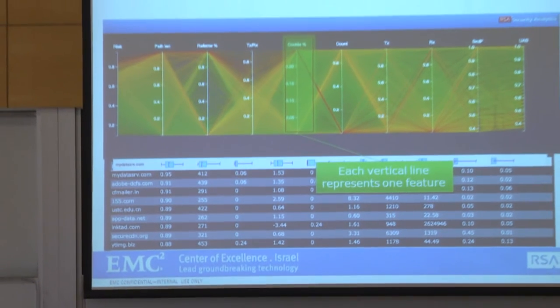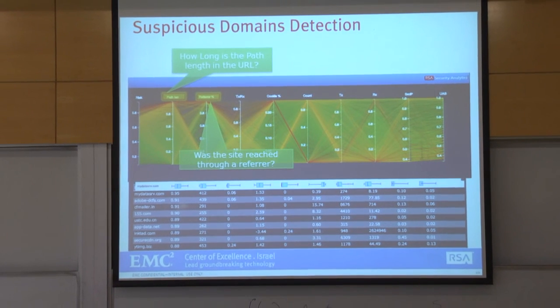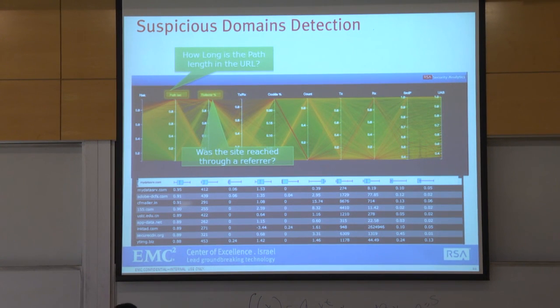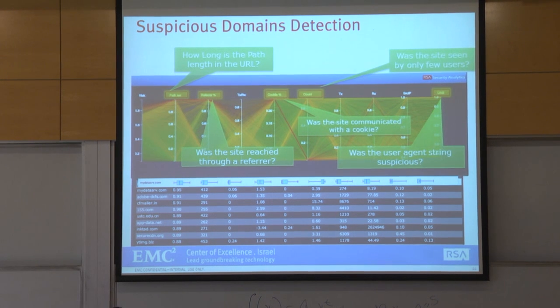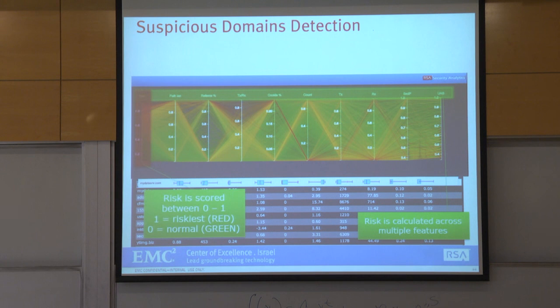And then we have something like this, which is very colorful and very nice to present. We have a lot of features, and each vertical line represents one feature, something like the path, the length of the URL, and whether it was reached through our referrer or not, a lot of details, which I'm not going to get into. At the end, we get a unified risk score based on all these features. We analyze the behavior of the domain from very different aspects, and we combine all of them into one unified risk score, and we hope that a high risk score means you're probably indeed malicious.